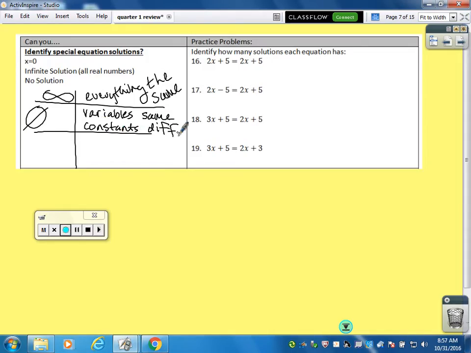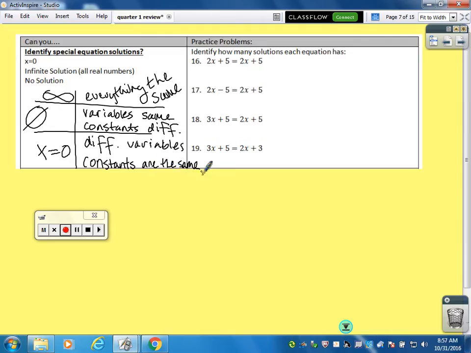And then the last one is your 0 answer. So it has one solution, it just happens to be 0. And on this one, you're going to have different variables, so different coefficients on those variables. But then your constants will be exactly the same.